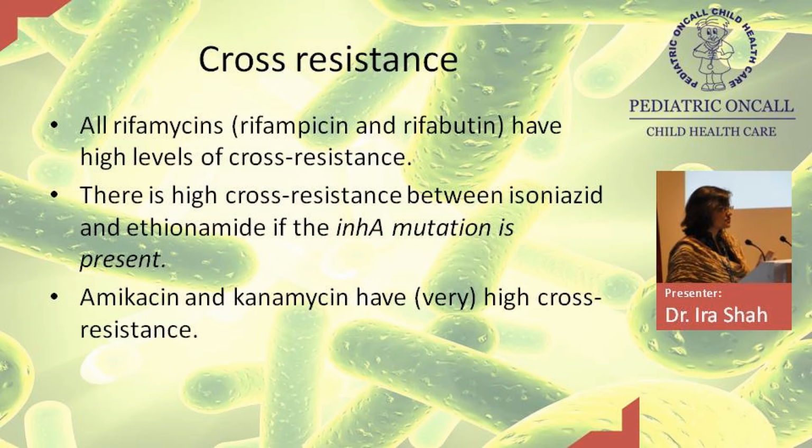INH and ethionamide have cross resistance, especially if you have the inhA gene. So if you have the inhA gene mutation, you can assume that ethionamide is not going to work. Amikacin, kanamycin have cross resistance. Streptomycin, not cross resistant. So if you have streptomycin resistance, you could still get away using amikacin, kanamycin. But if you have amikacin resistance, you won't be able to use kanamycin. Probably you could still get away using capreomycin.